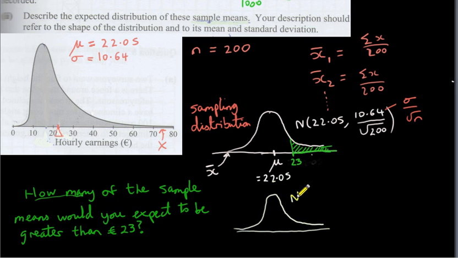A standard normal distribution has mean 0 and standard deviation 1. Mean is at 0. Balance point is at 0. So what we need to do is convert 23. 22.05 is transformed to 0. What will 23 be transformed to? We have to see how many standard deviations 23 is from 22.05.